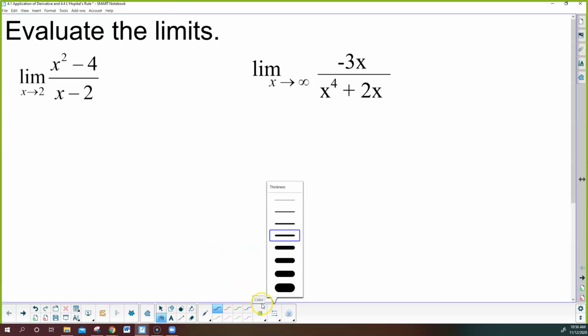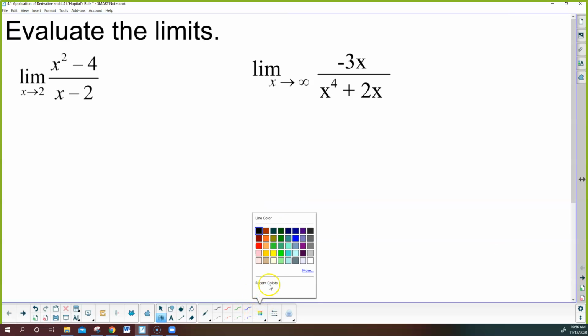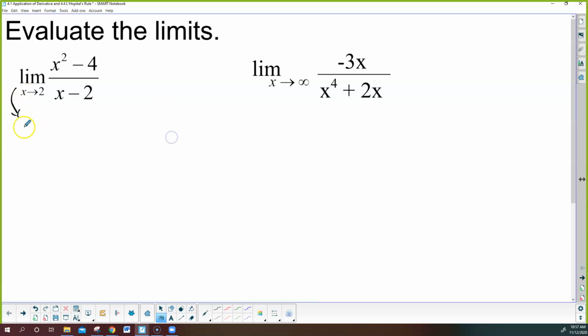All right, now I've got good news. We're going to show you another way to evaluate these limits today. So if you didn't remember the algebra tricks, there's another method that you're going to be able to do today to evaluate the limit.